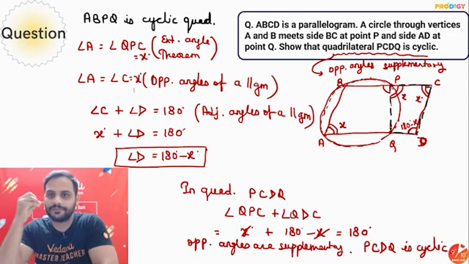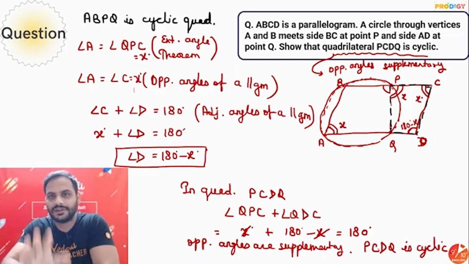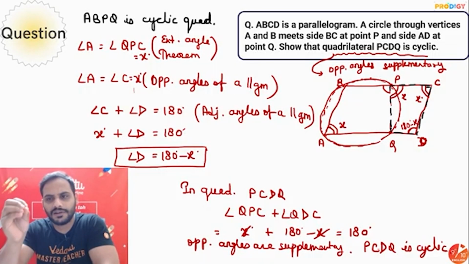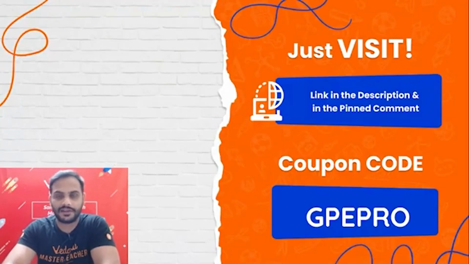So guys, after this question, if you encounter any question, always remember that if you have to prove any quadrilateral to be a cyclic quadrilateral, focus on proving that opposite angles are supplementary. That's the only proof we go for whenever we have to prove any quadrilateral a cyclic quadrilateral.